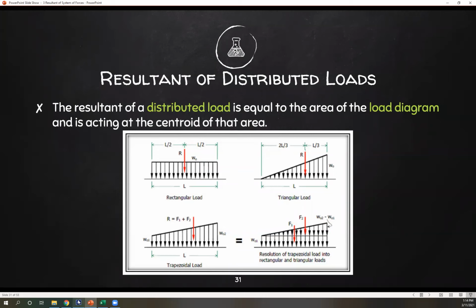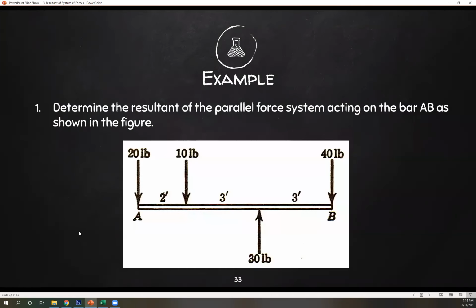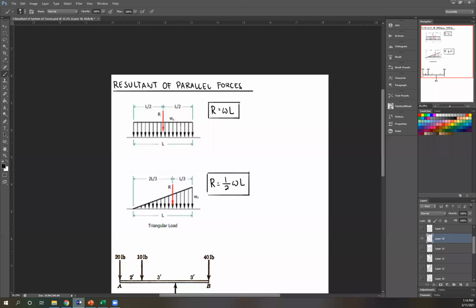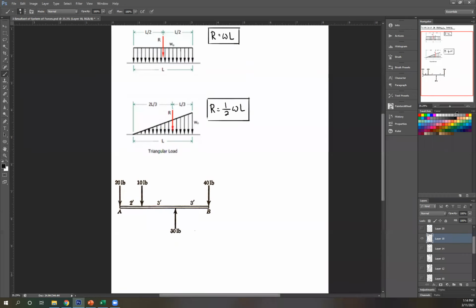Okay. So that's parallel forces. Let's have a few examples. To determine the resultant of the parallel force system acting on the bar AB as shown in the figure. So resultant is just summation of forces, right? They're all in one direction, so that's easy to solve for.